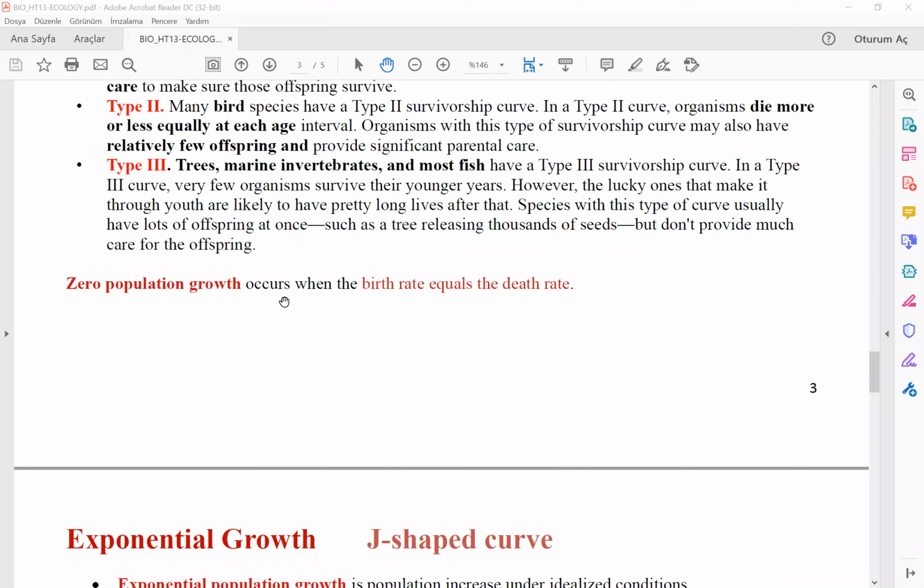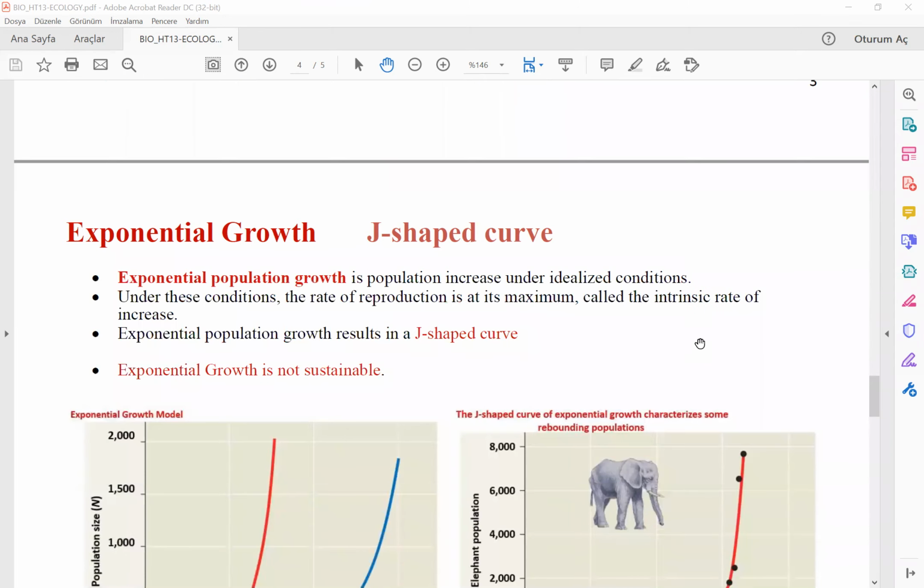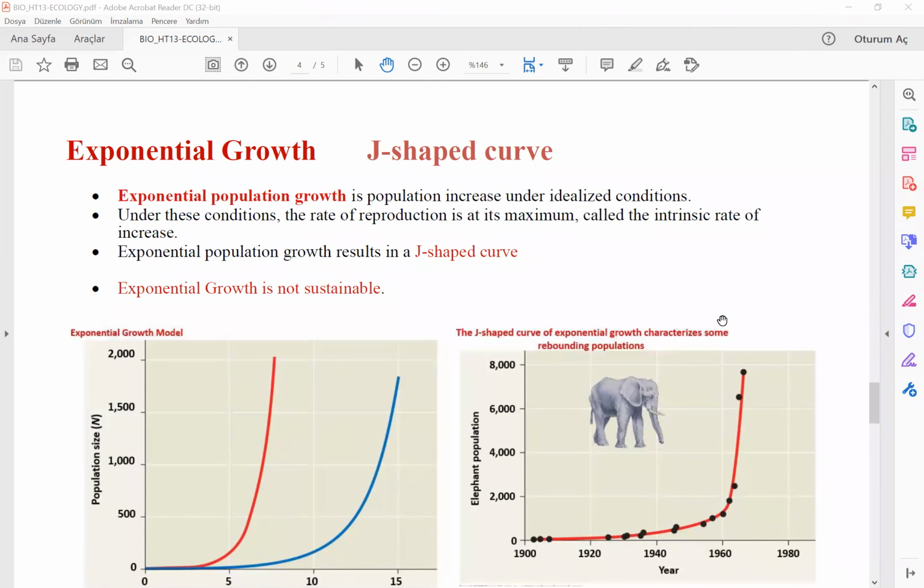And zero population growth occurs when the birth rate equals the death rate. Okay, population growth can be explained with 2 different types of graph. The first one is exponential population growth. We call it the J-shaped curve, and it shows population increase under idealized conditions, where the rate of population growth is at its maximum. But this growth is not sustainable. It cannot remain constant all the time.